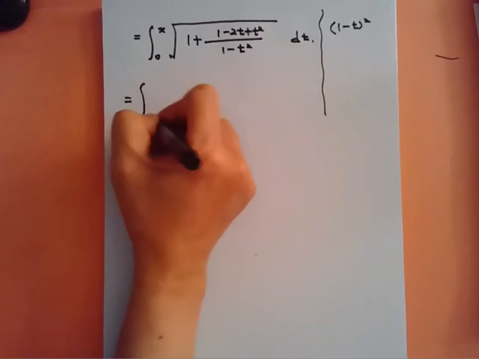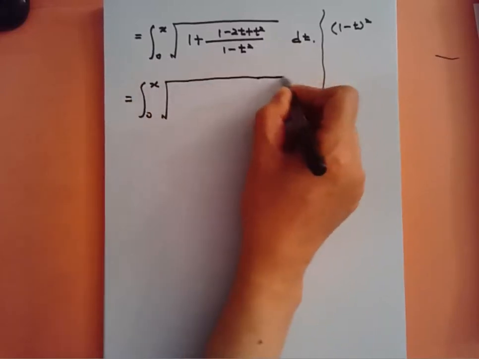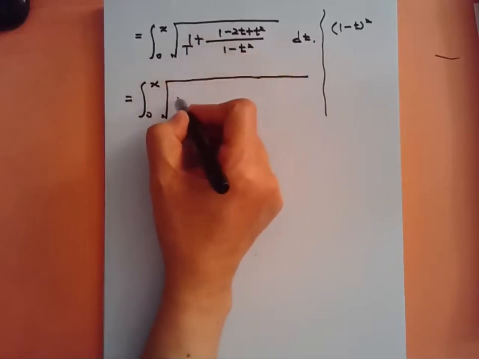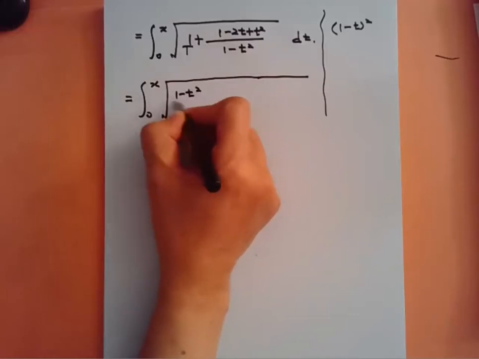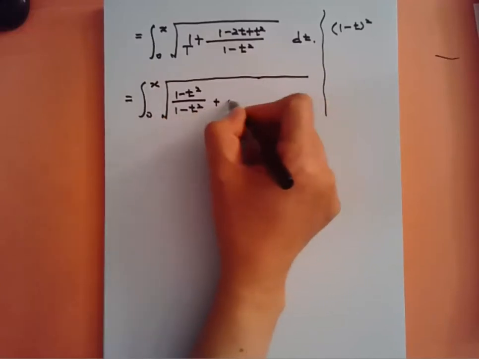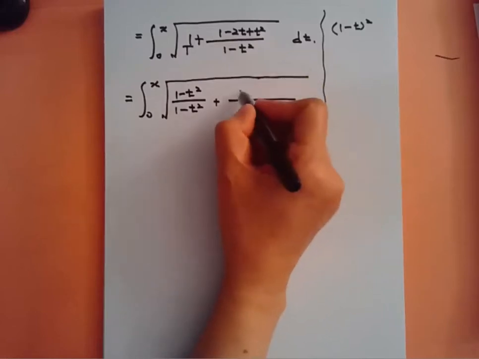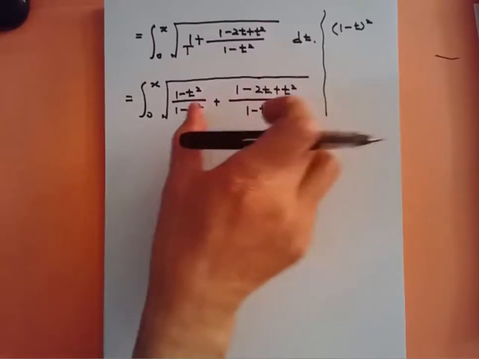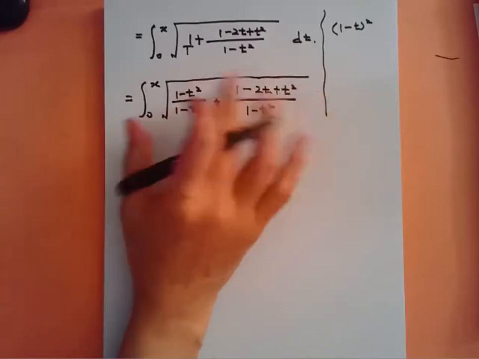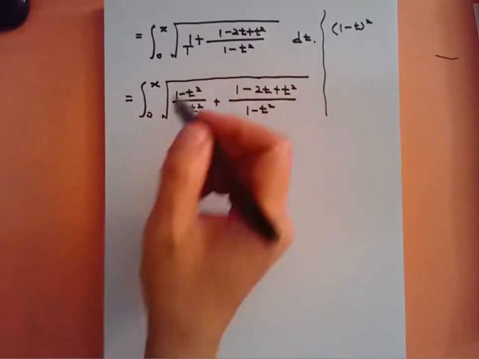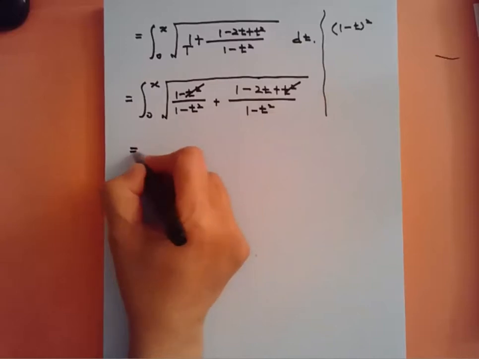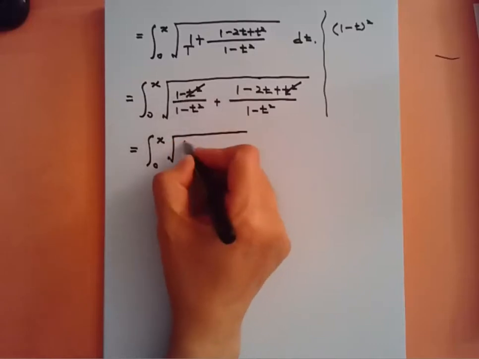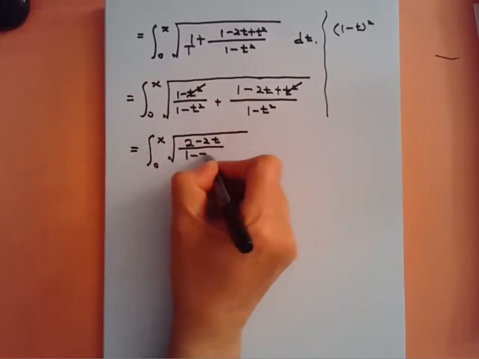So let's do the common denominator. The first one is 1, so that is 1 over 1. So it becomes 1 minus t squared over 1 minus t squared plus, with the same denominator 1 minus t squared, the numerator 1 minus 2t plus t squared. So the denominators are the same, so we can just think about the operation on the numerator. These two cancel each other, and then it becomes 0 to x, and 1 plus 1 is 2 minus 2t over 1 minus t squared dt.